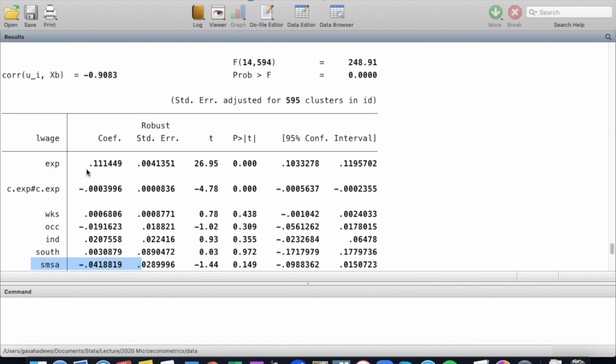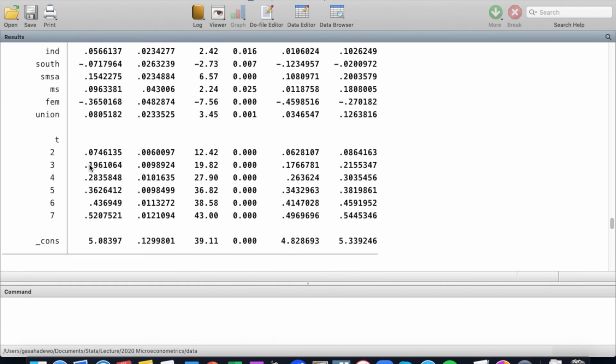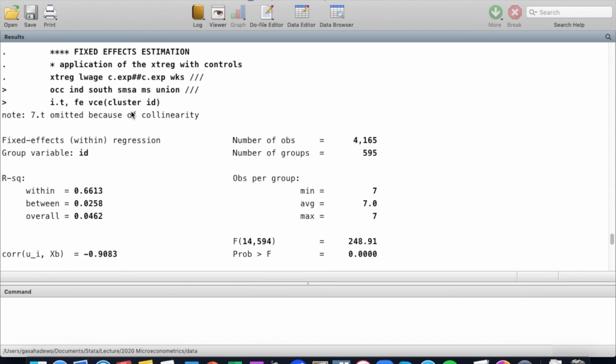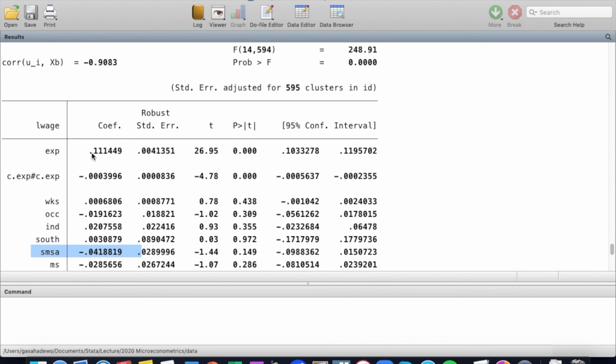Now, as you can see, there is a stark difference between the estimate from the OLS and the estimate from the fixed effect estimation. In particular, the estimate from the OLS is way lower than the estimate from the fixed effect. If we recall, the estimate from the OLS is 0.03 and the estimate from the fixed effect is 0.11. Very large difference.